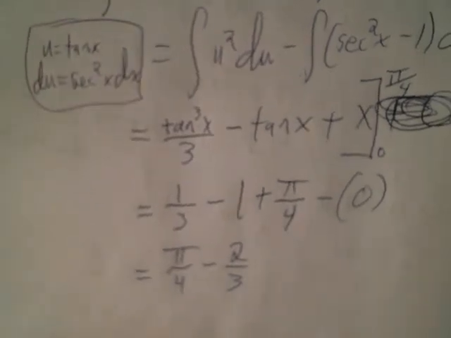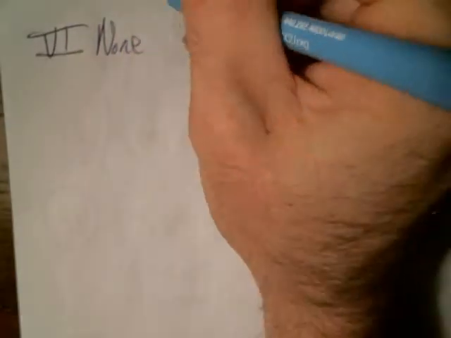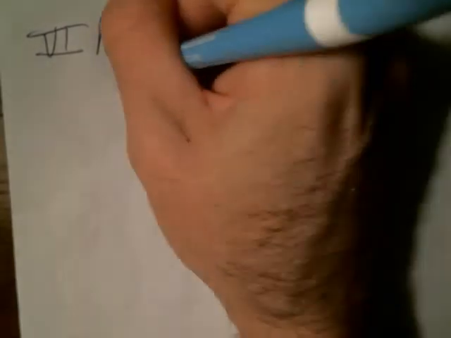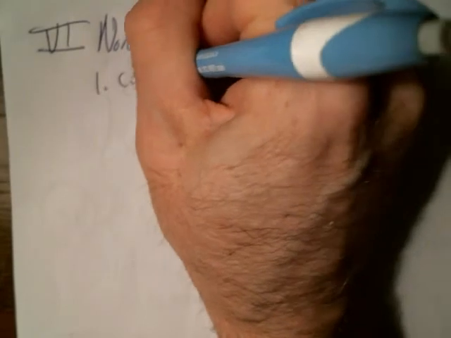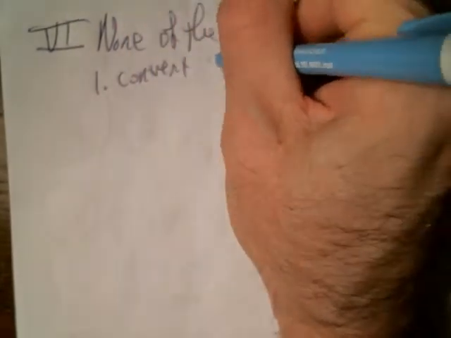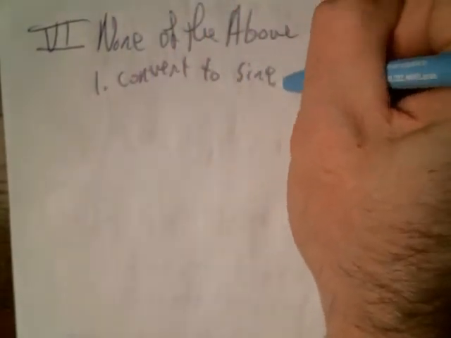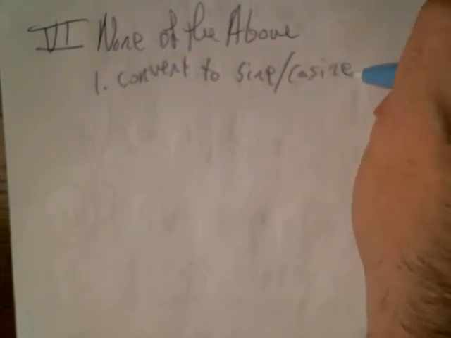Okay, the last two sections then, well, the first section, you kind of have a none of the above situation. So section 6, none of the above helps. And in those cases, you probably just want to convert everything into sines and cosines and then start shuffling things back and forth and see what happens. Convert to sines and cosines and basically hope for the best.